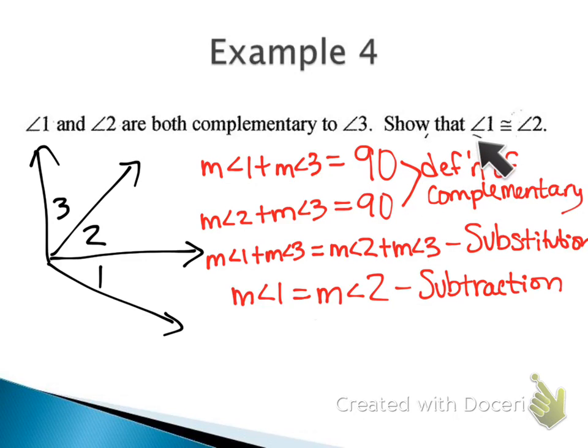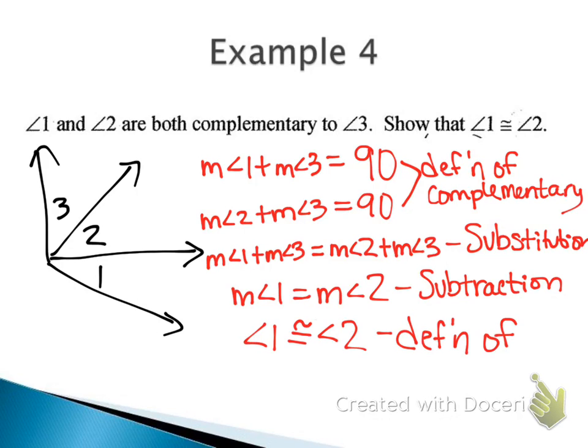And we're almost done. They wanted us to show that angle 1 was congruent to angle 2. I don't have a congruent statement. I have an equality statement. But I know that if two things are equal, then they must be congruent. That's the definition of congruence. And that's it. That's what they wanted us to show. So we went through all the steps, gave all of our reasons to end up where they asked us to.